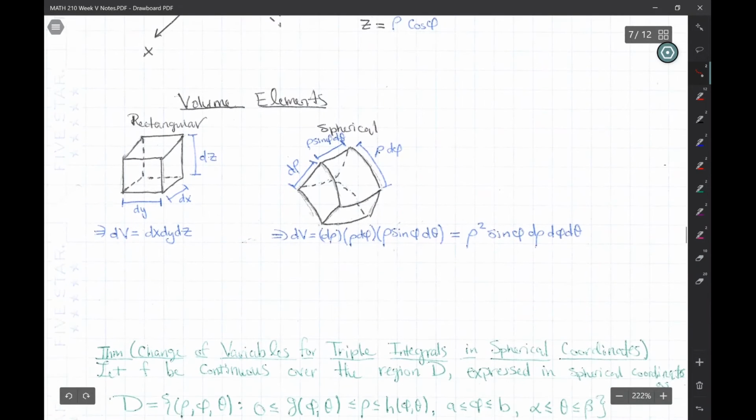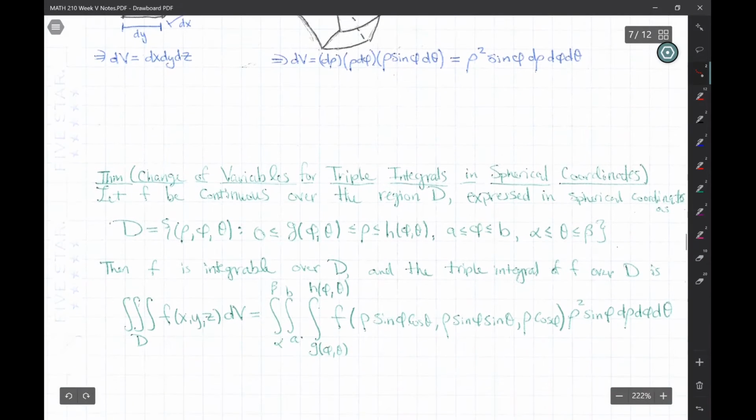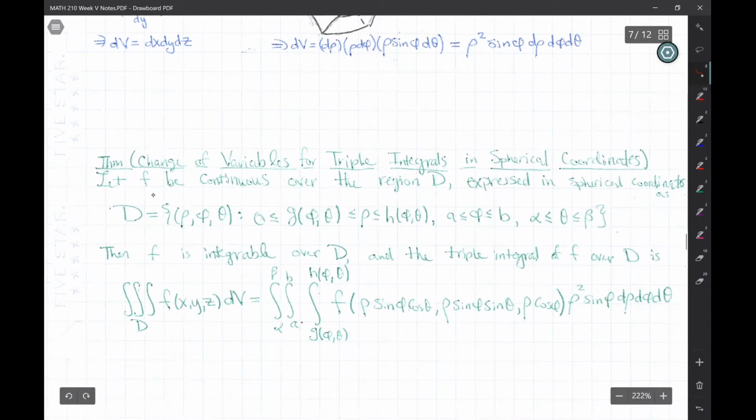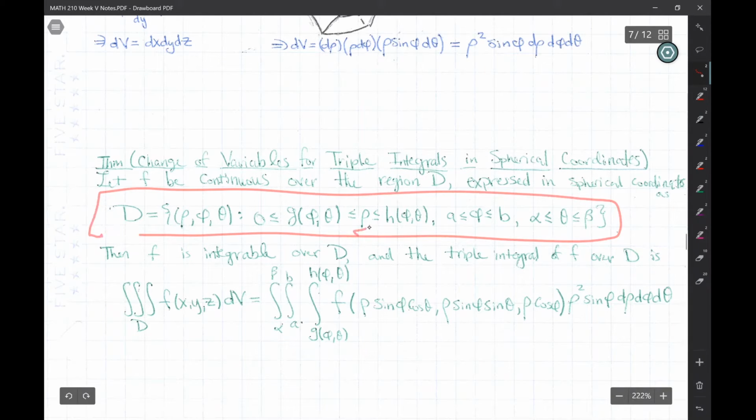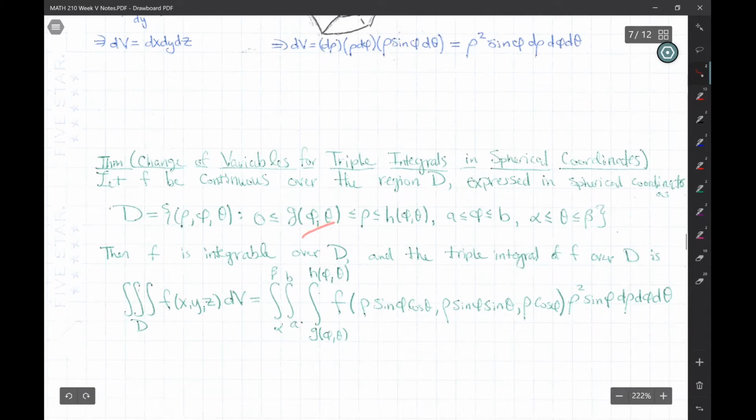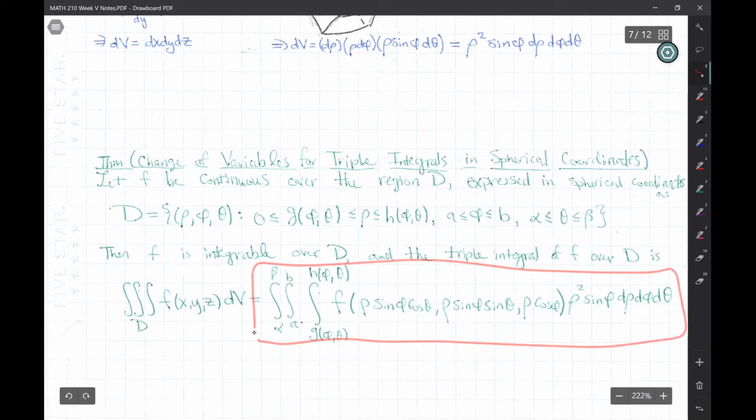So for carrying out triple integrals in spherical coordinates, we use this theorem here. It gives us the change of variables for triple integrals in spherical coordinates. If D could be expressed in this way in spherical coordinates, so that your rho is bounded between functions of phi and theta, and phi is between a and b, and theta is between alpha and beta, then our triple integral is given here in spherical coordinates. Let's look at each component.